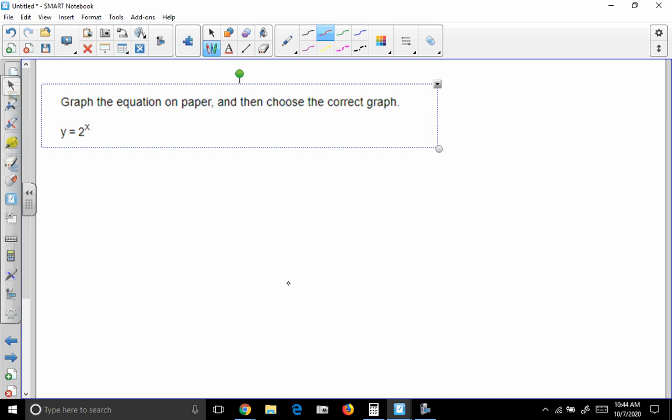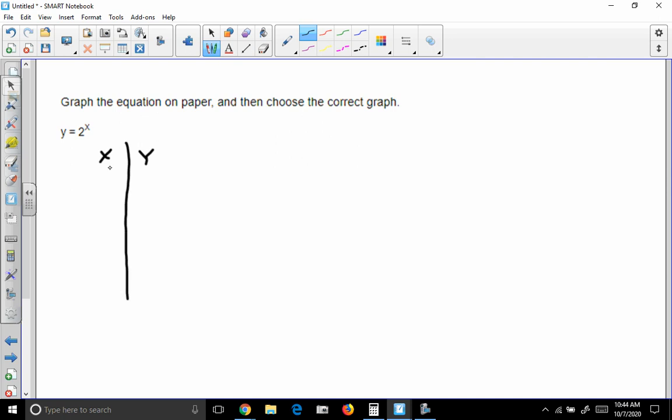So this one asks us to make a graph. To make a graph, if we don't know exactly what it's going to look like, we need to make a table. We need some ordered pairs. So for convenience, these 5 ordered pairs. Some numbers to the left of 0, some numbers to the right of 0, and also 0.